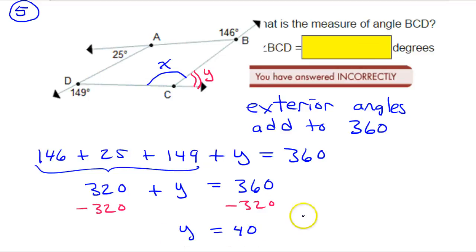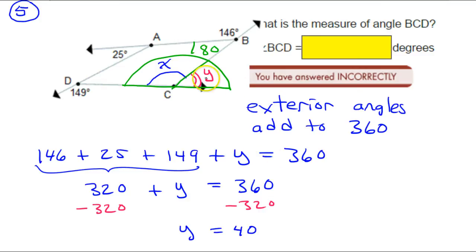Okay, but that is not the final answer because what we found is the missing external angle. But what they actually asked us for, BCD, is an interior angle. These 2 angles form what is called a linear pair. Hopefully you can see that together they make a straight line, which means that together they make 180 degrees.